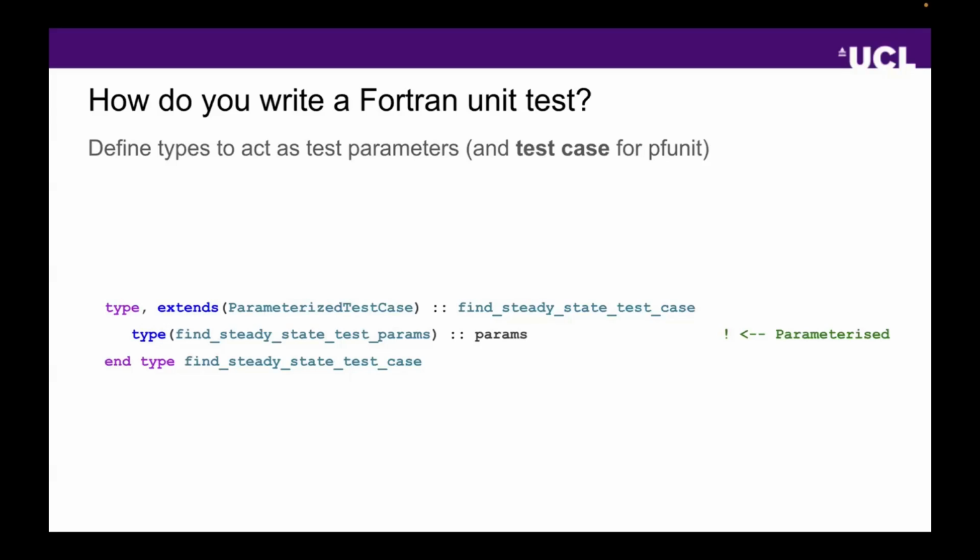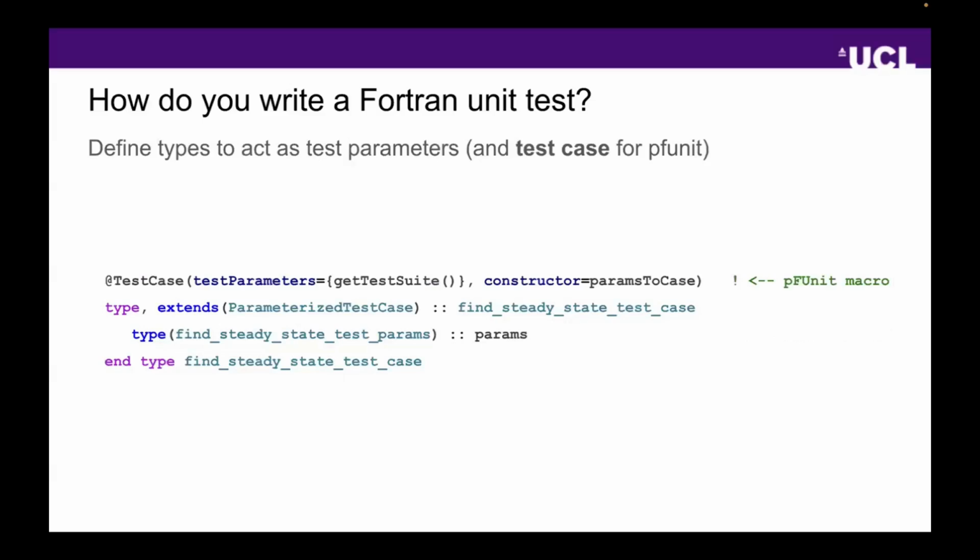And then just like our parameter type, we need another macro. This macro is test case, and there's a little bit more information required than the previous test parameter macro. So first of all, we provide a function, which is get test suite, which will return the test parameters. So this is going to be the thing that defines our test suite or our parameter set, however you want to word it. And we'll define that next. And then the last thing is a constructor for this test case, which basically just converts parameter type to test case type. And we'll see both of these implemented.